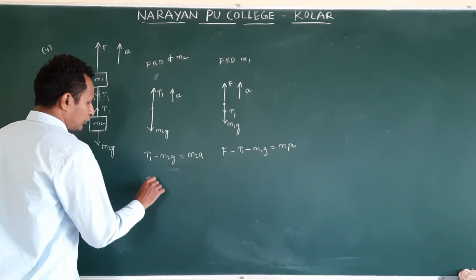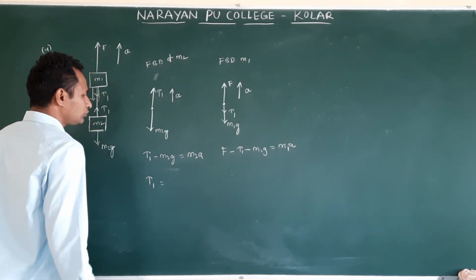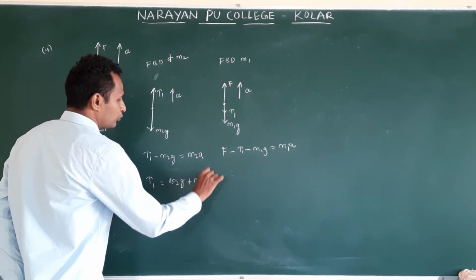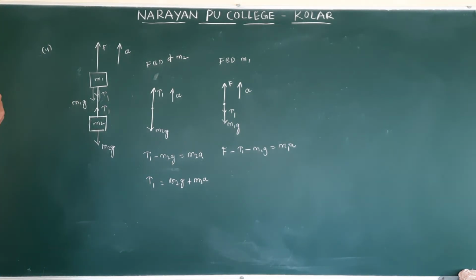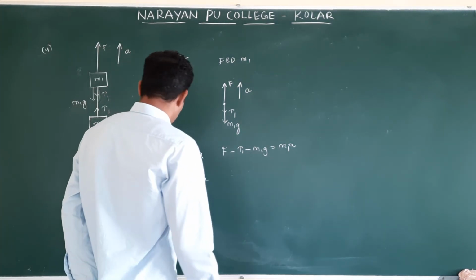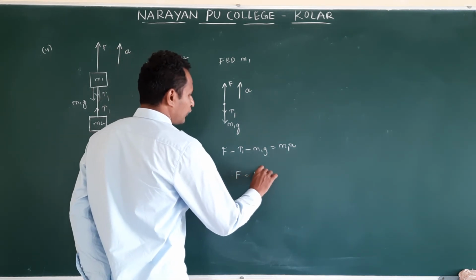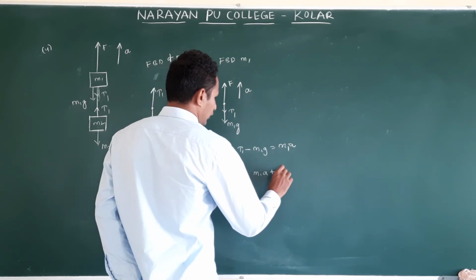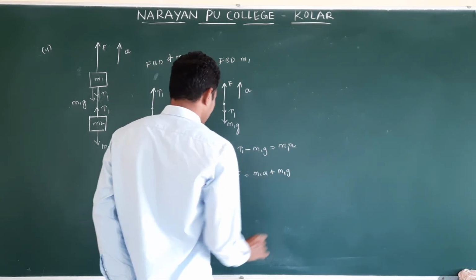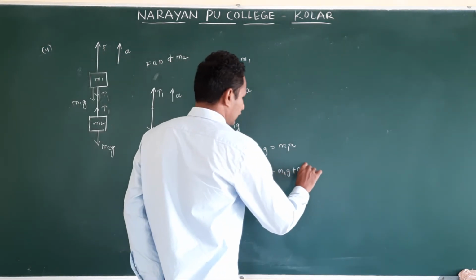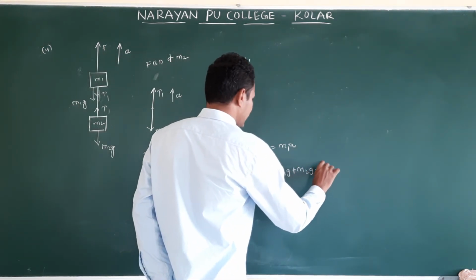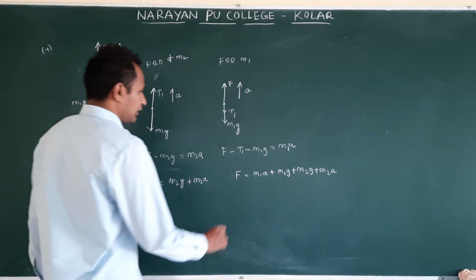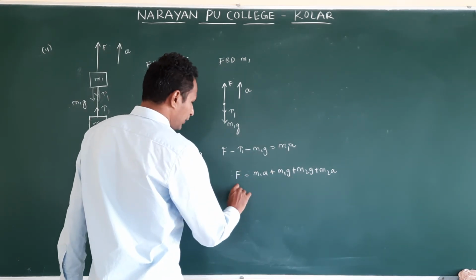T1 is equal to M2G plus M2A. Clear? Now here F is equal to M1A plus M1G plus T1, which is M2G plus M2A. Right? And they are asking for A. First we will try to find that.